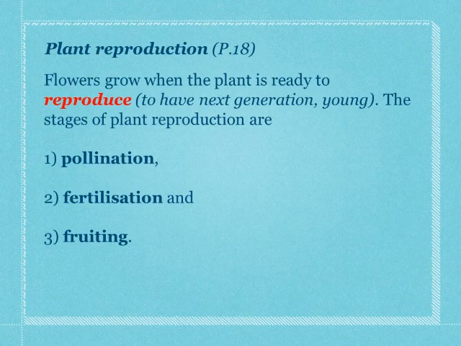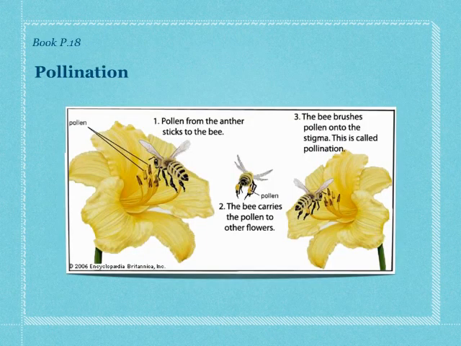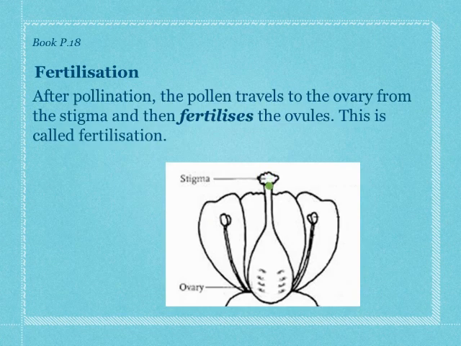Page 18. Plant reproduction. Flowers grow when the plant is ready to reproduce, to have next generation, or young. The stages of plant reproduction are pollination, fertilization, and fruiting. Page 18. Pollination. Page 18. Fertilization. After pollination, the pollen travels to the ovary from the stigma and then fertilizes the ovules. This is called fertilization.